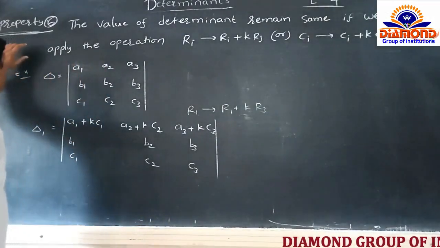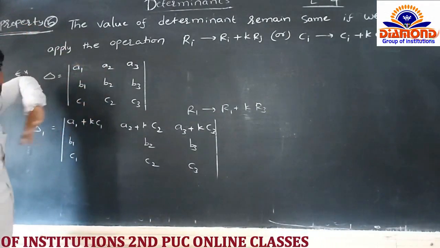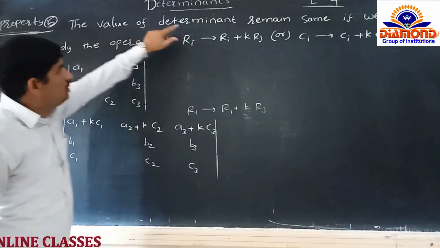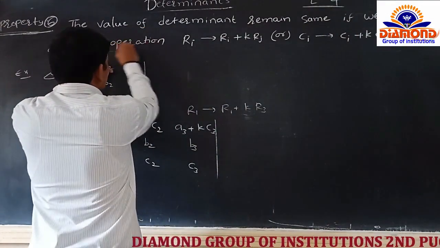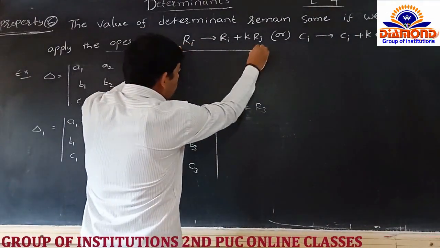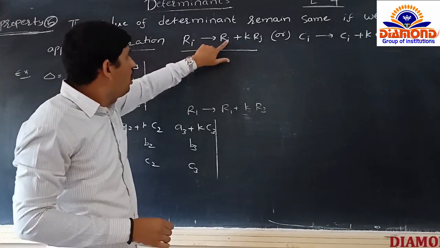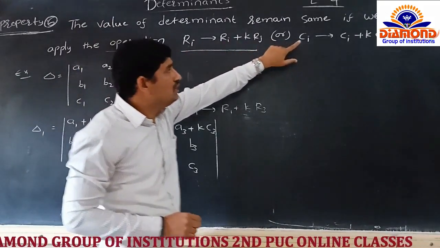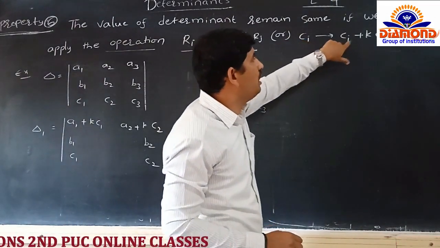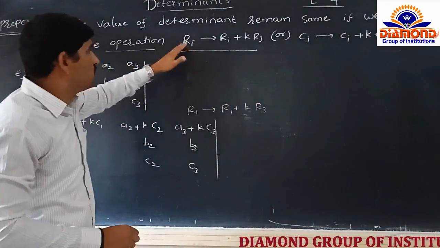See. Now observe here, this is property number 6. Again, this is a very important one. The value of the determinant remains the same if we apply the operation Ri tends to Ri plus K into Rj, or Ci tends to Ci plus K into Cj. So there are two operations here.